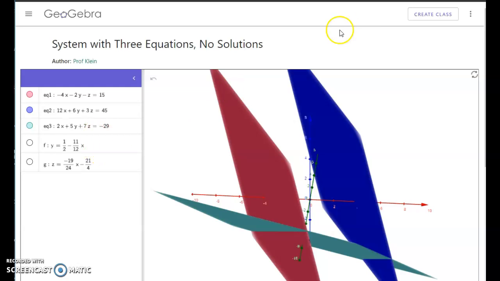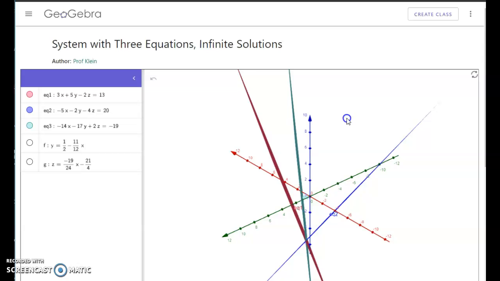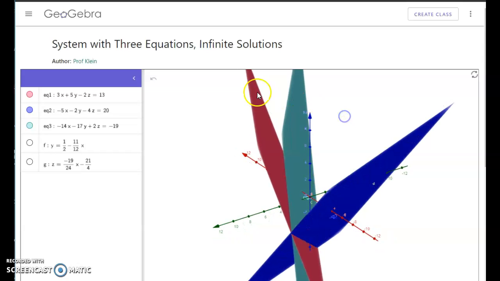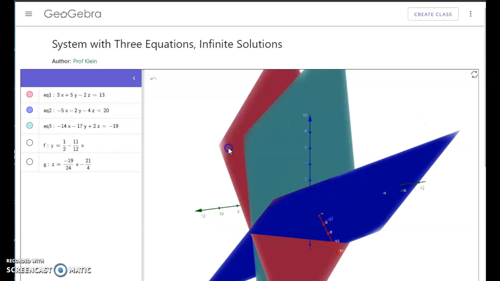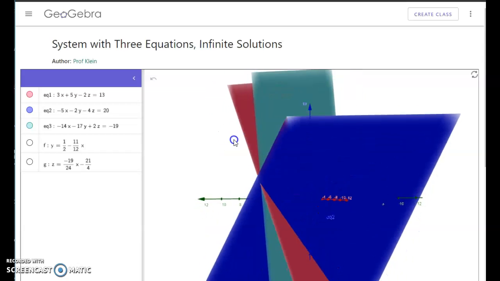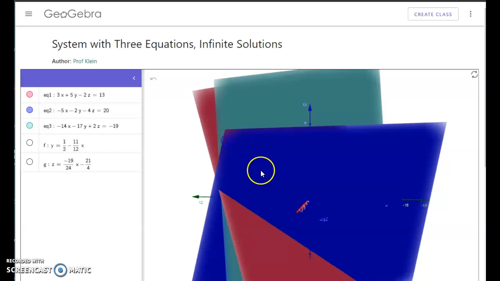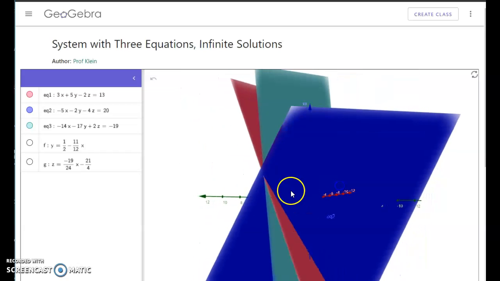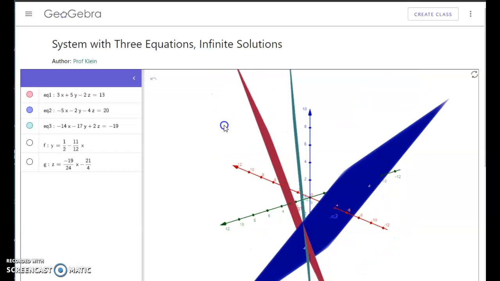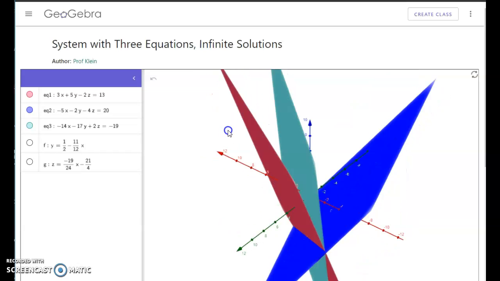And so, let's see here. In this case, there's an infinite set of solutions, okay? And that happens when the three planes intersect in a line. So there's an infinite number of solutions here because the three planes actually intersect in a line. And every point on that line, which is infinitely long, satisfies all three of those equations.